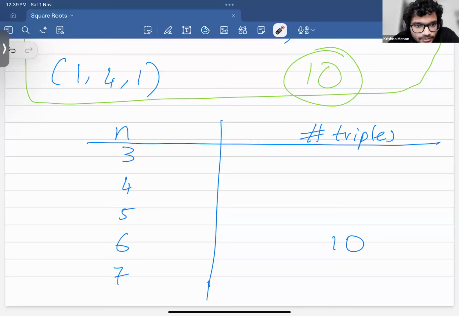Sir, sorry, sir, I spoke out of turn. Yeah. So Ayush, what do you want to say? Ayush, your hand is raised. Do you want to say something?